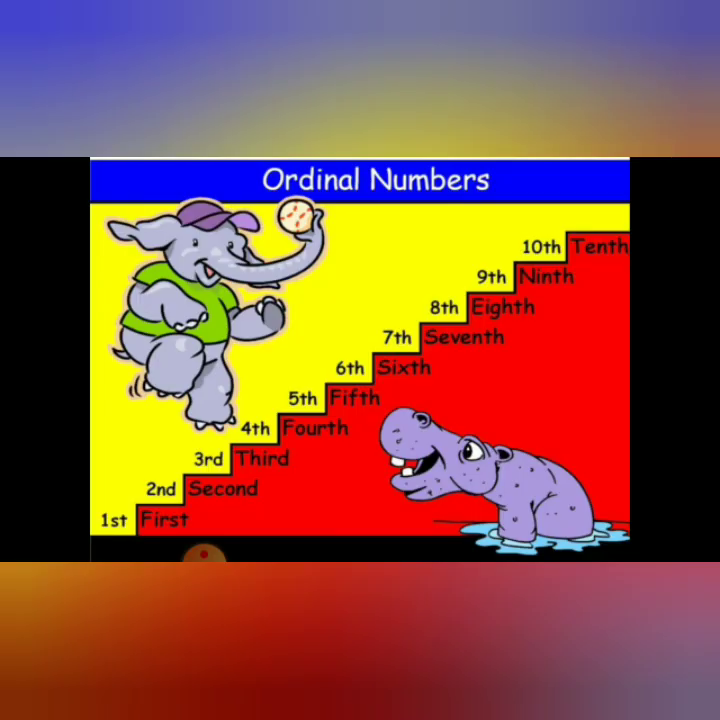Look at this picture. First, it is written as 1 and ST, that is first. Second, 2 and ND we write, that means it is second. We read it as second. Third, 3 and RD, third. Then it's the fourth. So we will use TH at the back and we will write it as 4 in number and TH. Then fifth, we will write FIFTH. So 5 and TH, it becomes fifth.